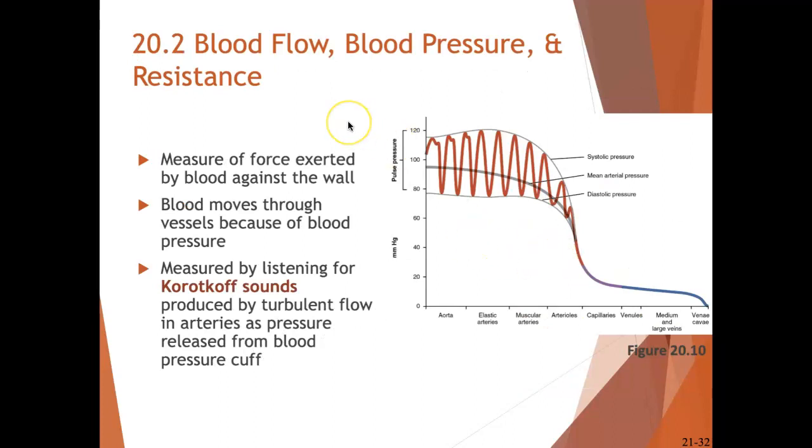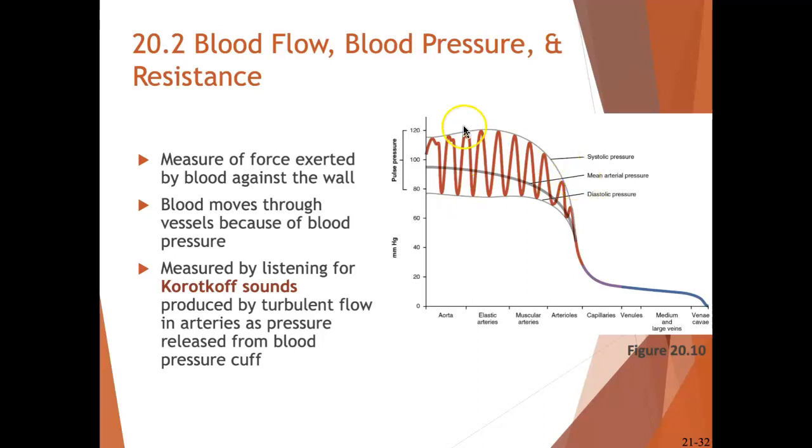So let's talk about the measure of force exerted by our blood against the wall. As our blood is moving through the vessels, we are able to measure the blood pressure in there. This is measured by listening for Korotkoff sounds, and that is due to that turbulent flow that we just saw in the previous slide, in our arteries as that pressure is released from the blood pressure cuff.